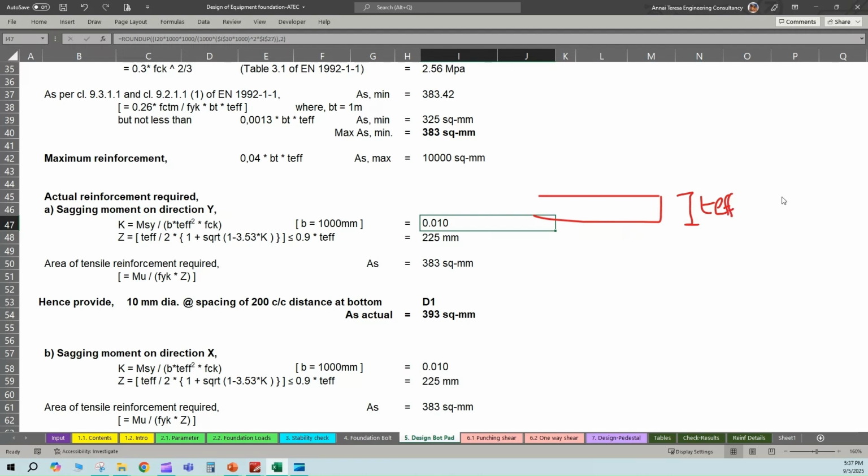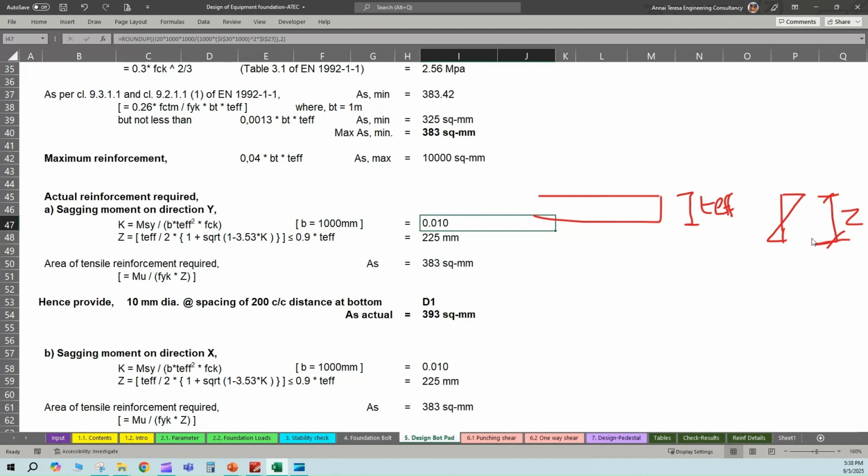So then, due to the tension at the bottom, the bottom fiber tends to go into a high tension value, whereas the top takes only compression, so there will be a lever arm distance, that is Z. This lever arm distance we need to find out.